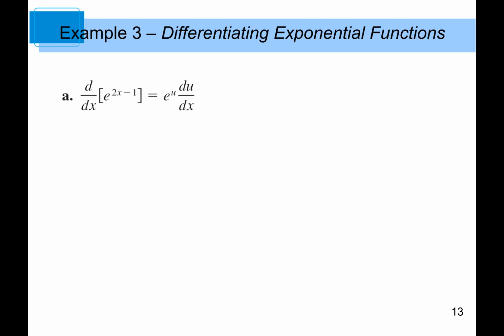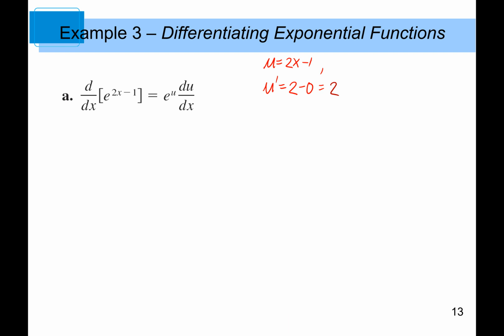Let's take a look at how we find the derivative of e to the 2x minus 1. The exponent is not x, so we set u equal to 2x minus 1. The u prime: the derivative of 2x is 2, the derivative of -1 is 0, so it becomes 2. So the derivative of 2x minus 1 is 2.